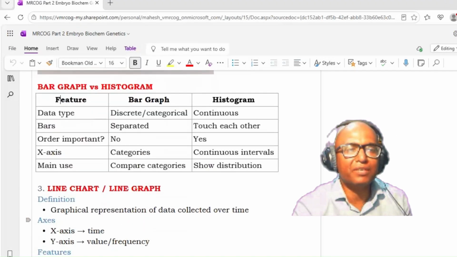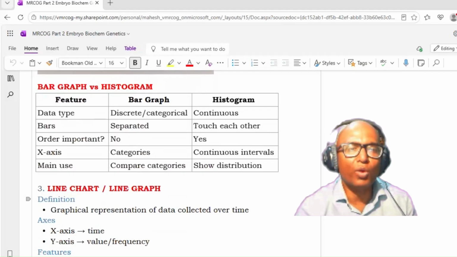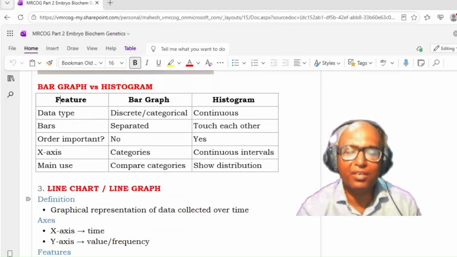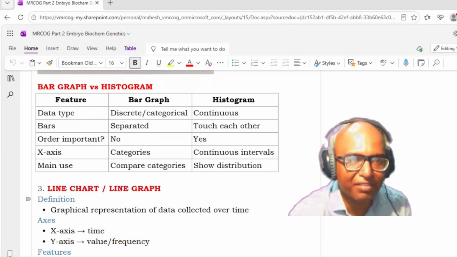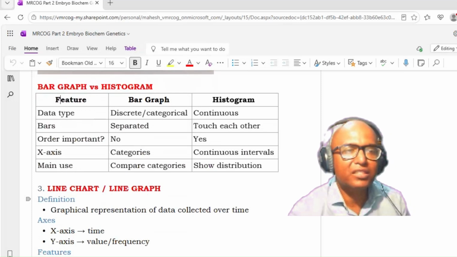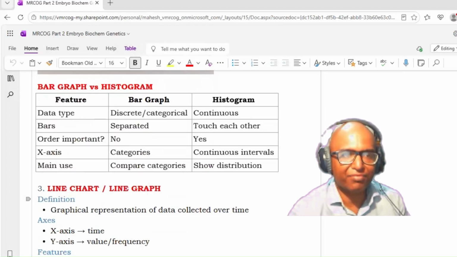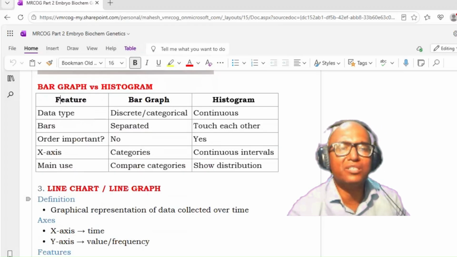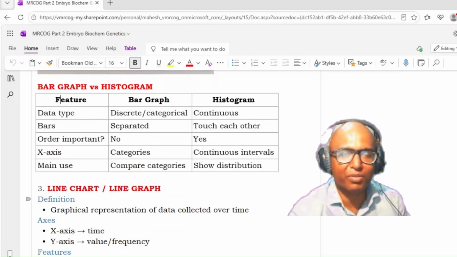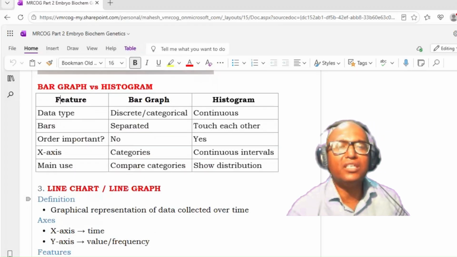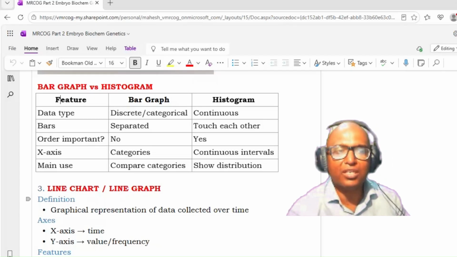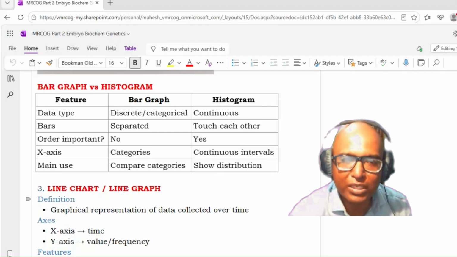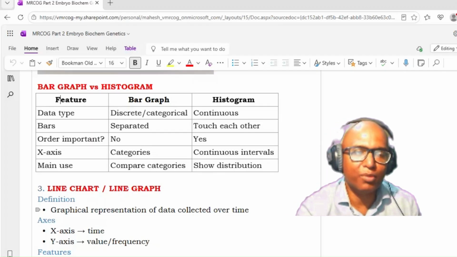Now the difference between the bar graph and the histogram. The bar graph is used for a discrete or categorical variable. Bars are separated, and order is not important. The x-axis will have categories, and the main use is to compare the categories. While the histogram is for continuous data, the bars are touching each other, and order is very important. The x-axis will have the continuous variable, and the main use is to show the distribution.